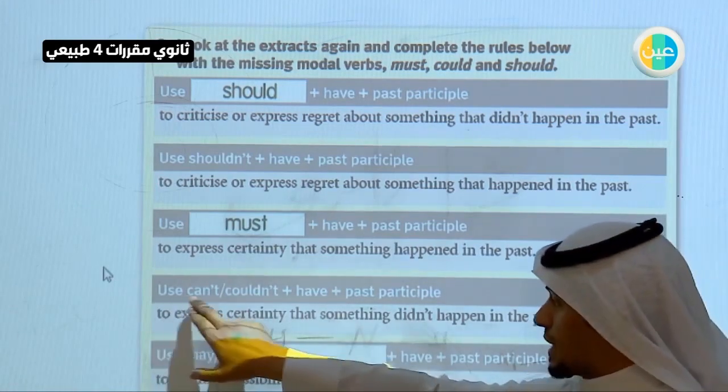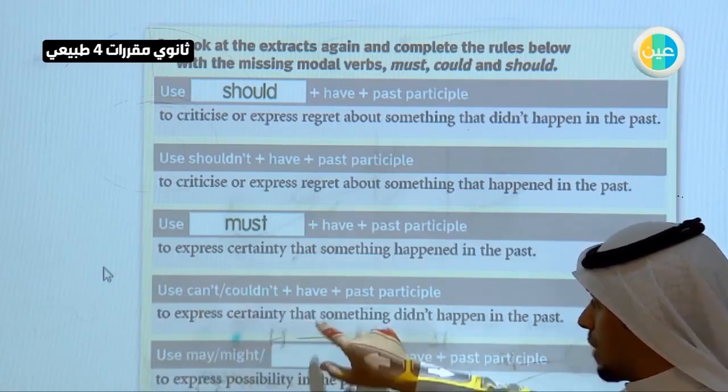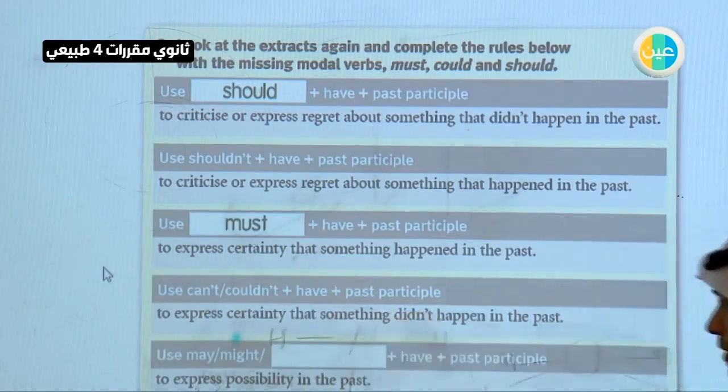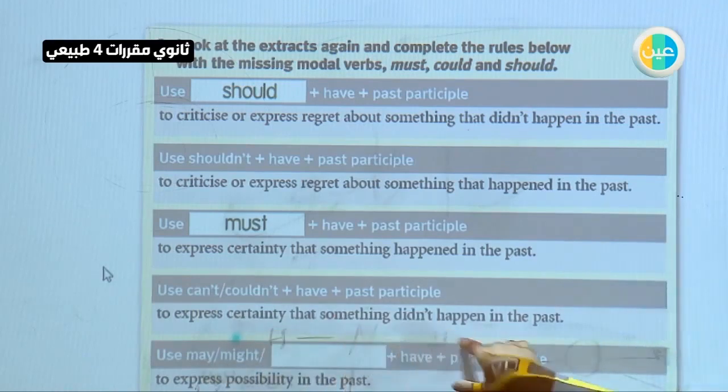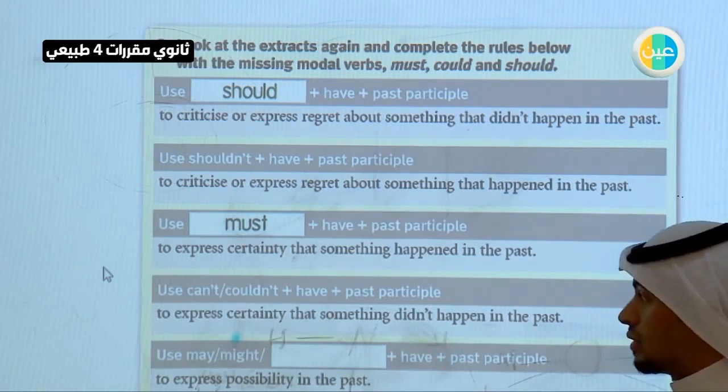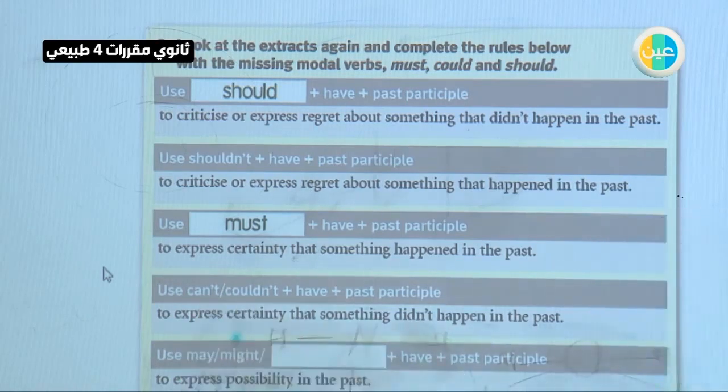And we use can't and couldn't plus have plus past participle to express certainty that something did not happen in the past. For example, you cannot have lost your keys. That did not happen. I am sure that didn't happen.